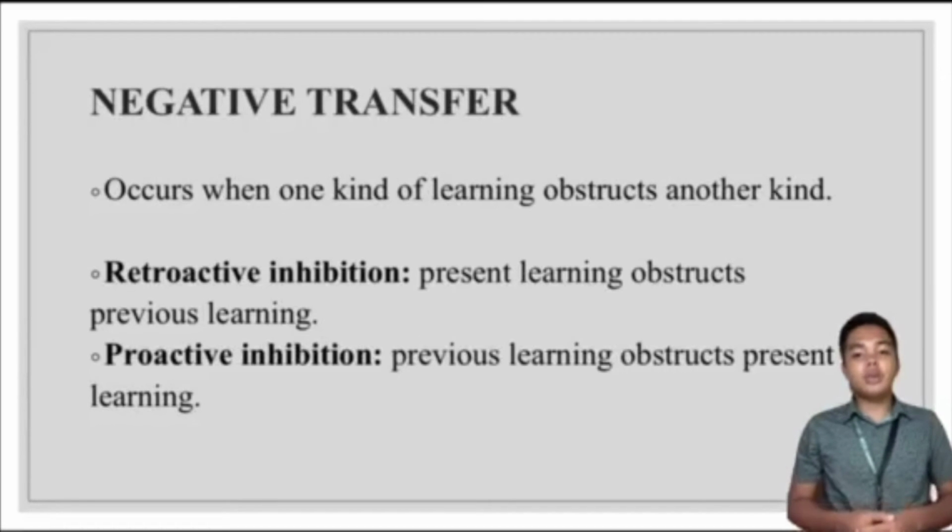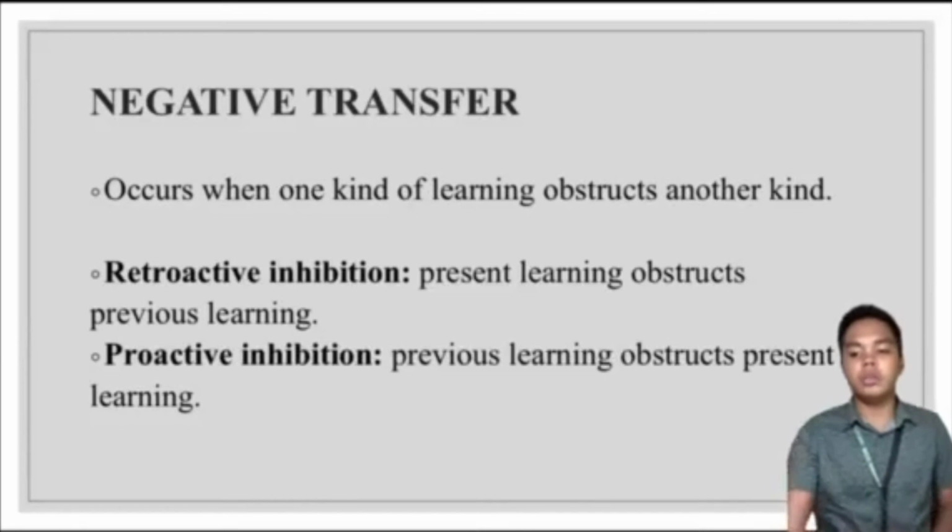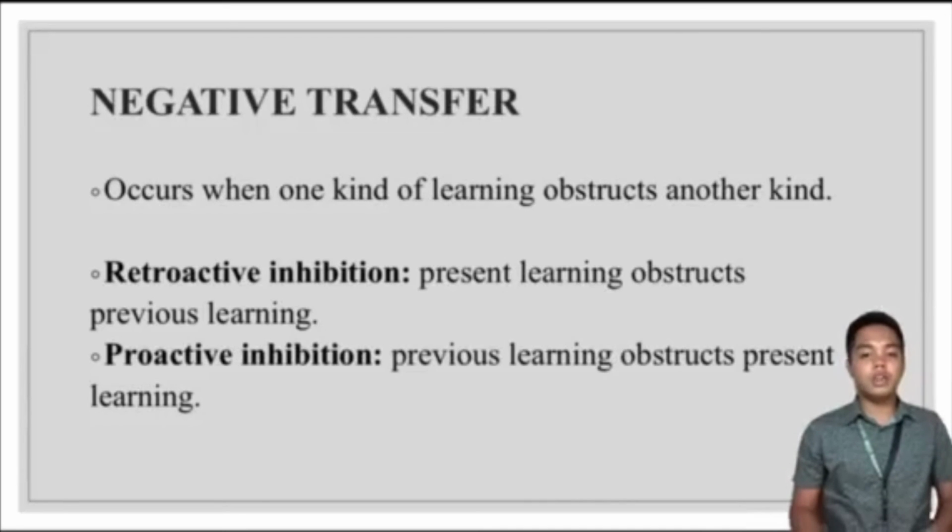And there are 2 categories under negative transfer. First is retroactive inhibition and second is proactive inhibition. In retroactive inhibition, the present learning obstructs previous learning, while in proactive inhibition, previous learning obstructs present learning. It may also cause the meaning or the use of the previous language to be forgotten due to learning of the new language or vice versa.